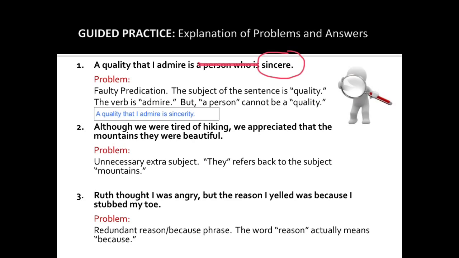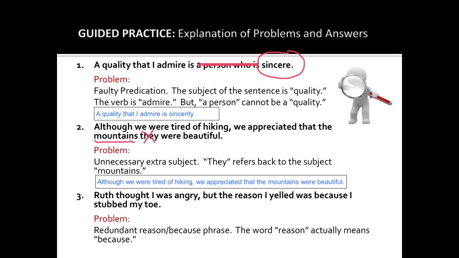Now let's look at sentence 2, which had an unnecessary extra subject. Remember, the rules of standard English require only one mention of the subject. Our subject is mountains, which makes the word they, which is another reference to the same subject, unnecessary. This sentence is revised easily by eliminating the unnecessary extra subject.